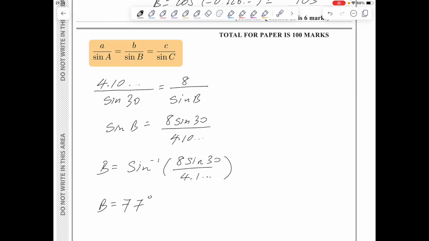Remember, the sine rule has an ambiguous case. It always gives a second value, which is 180 minus the first one. So this is the correct answer. That's why I don't like the sine rule. You have to bear in mind that there's always a second case and you have to investigate whether this second case is the valid one or not.